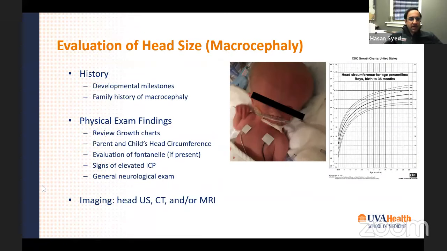So moving towards evaluation of head shape and macrocephaly, I'm just going to try to speed this up, try to keep on time. But again, history, developmental milestones, and family history of macrocephaly are important. Physical exam findings, reviewing the head circumference charts and the growth charts we talked about, evaluating the fontanelle, and doing imaging studies if required. Macrocephaly, really the definition of that is when the head circumference is greater than 2 standard deviations above the mean for age and sex for the child.